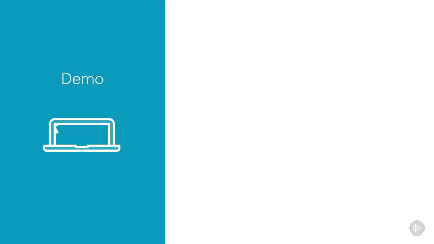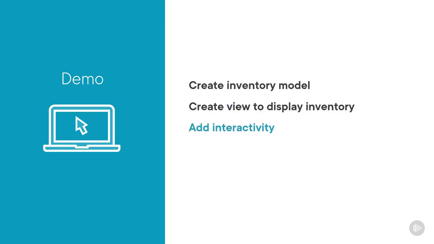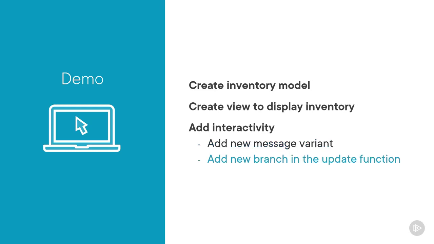Let's have a demo on implementing this feature. The plan is to start by creating an inventory model with available products that can be added to the shopping cart. Next, we create a new view to display inventory products. Finally, we need to add interactivity to be able to add products to the shopping cart. We are going to add a new message variant for clicking those Add to Cart buttons and a new branch in the update function to handle the new incoming message variant.